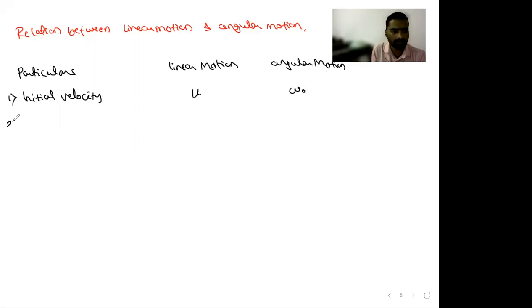Then the second one is final velocity. That is V in linear motion, and here it is omega. Then the third one, constant acceleration.